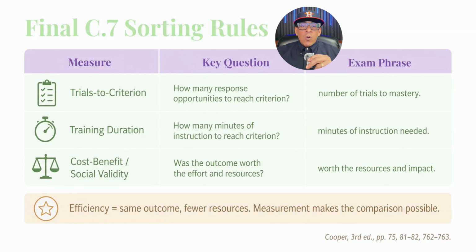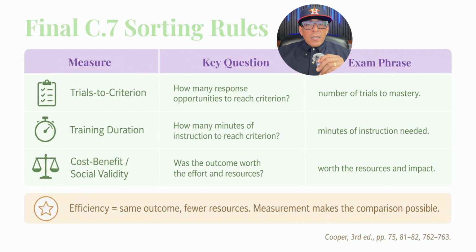Social validity also matters because the text asks whether goals are acceptable, procedures are acceptable, and results are meaningful, significant, and suitable. On the exam, match the phrase to the measure. Number of trials to mastery means trials to criterion. Minutes to mastery means training duration, and worth the resources and impact points to cost-benefit and social validity.